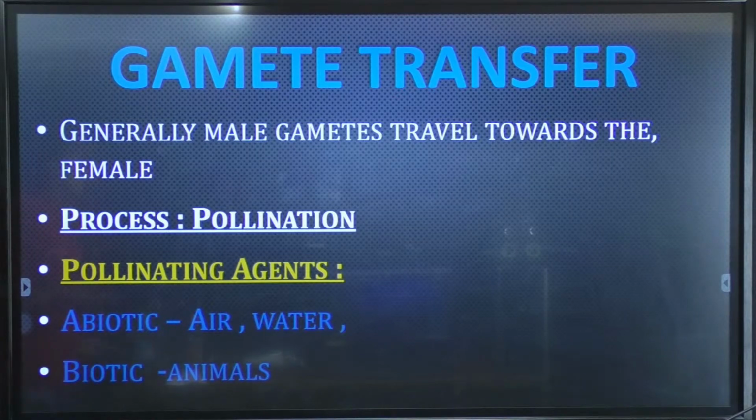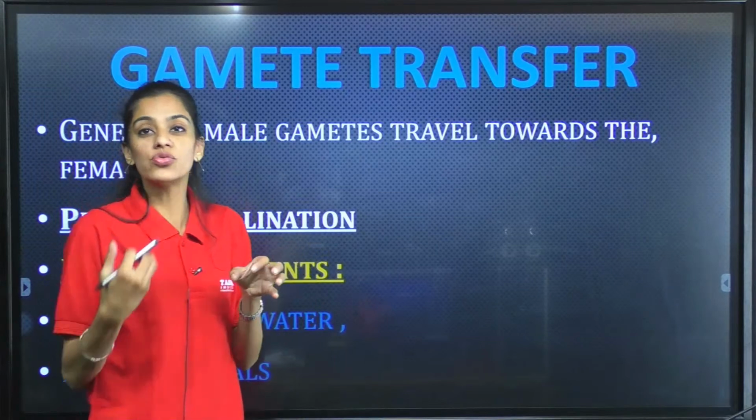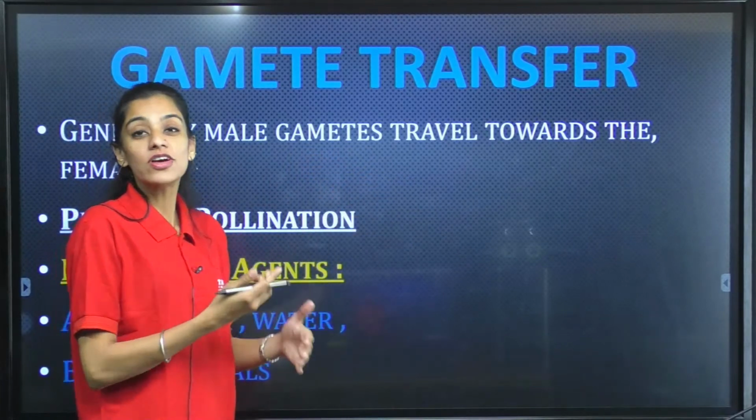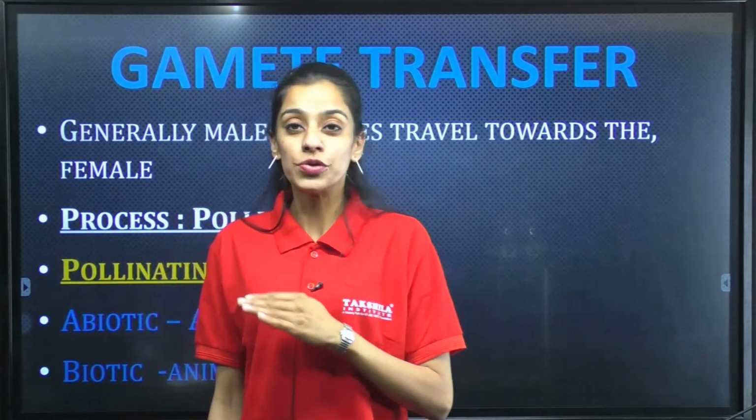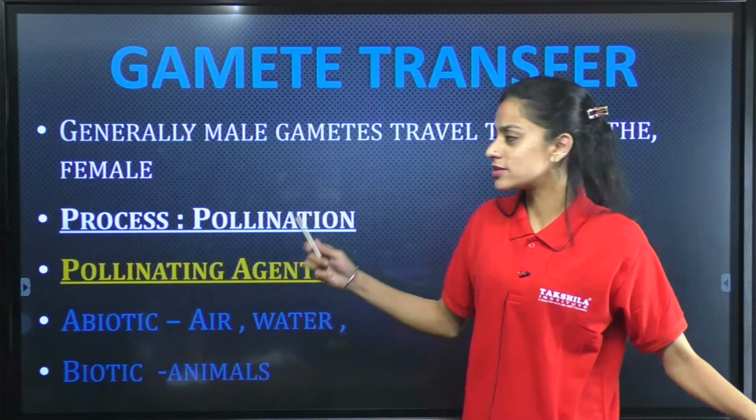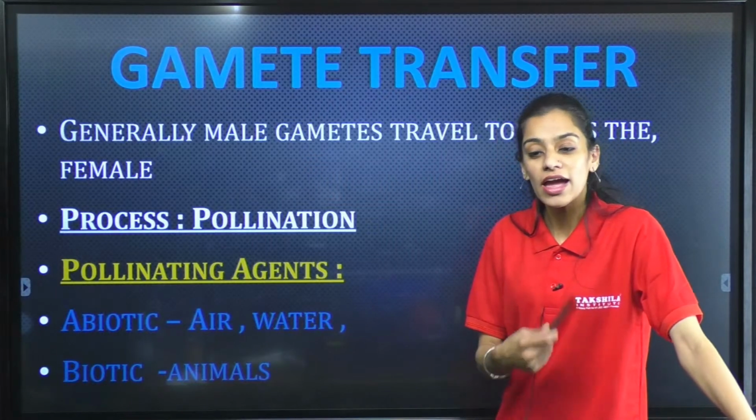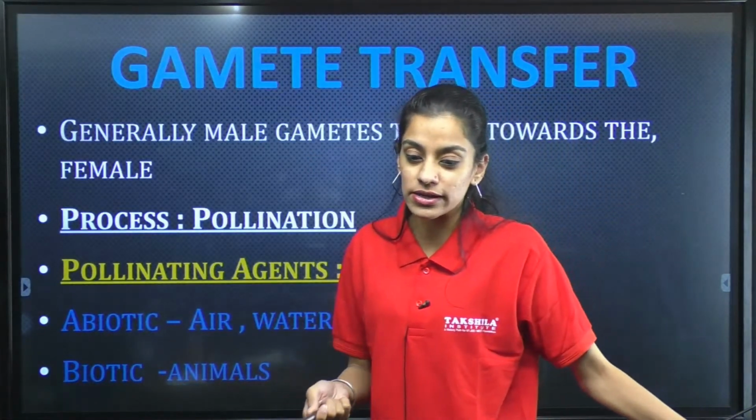सो इट सेज दैट जनरली हमें पता है, क्योंकि जो फीमेल वाला पार्ट है दैट रिमेन्स इमोबाइल, राइट, दैट इज यूजुअली इमोबाइल, एंड इसीलिए the male has to travel towards it. When male has to travel towards it, so that means you need a transfer, and for this transfer you require a particular agent or a medium. Obviously this is pollination, pollinate करने का ये gamete transfer जो है ये pollination है, and you have a number of pollinating agents.